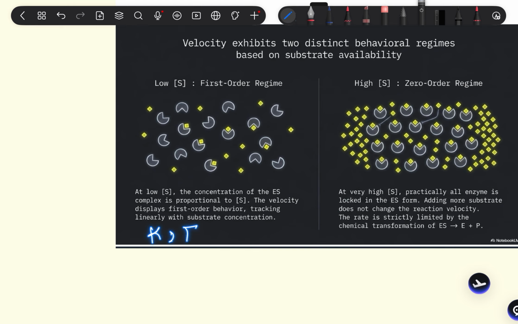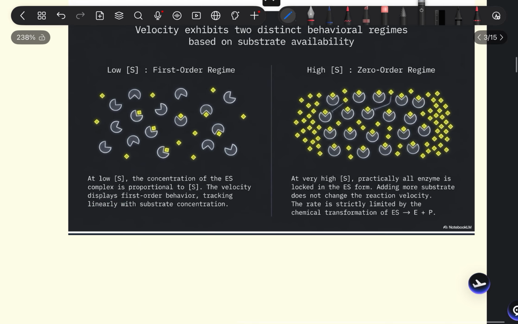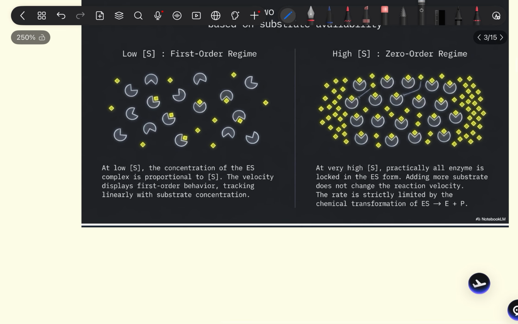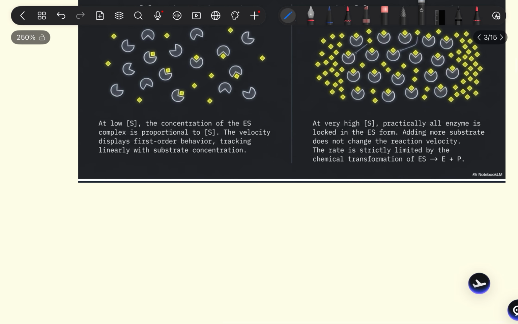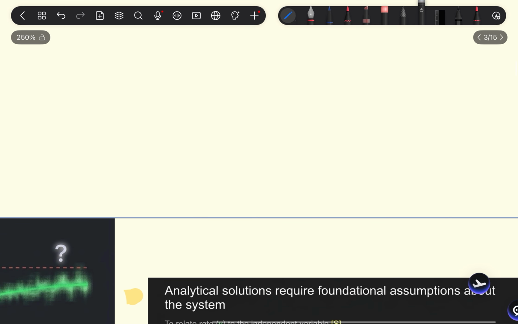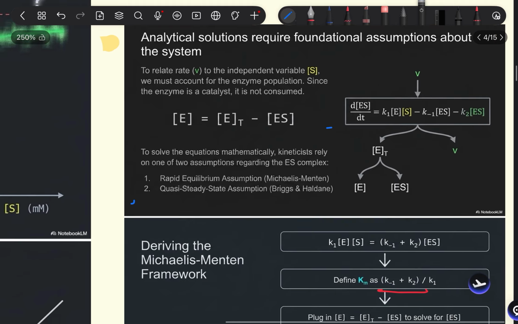That is K2 ES. Now K2, we will understand it. It's the catalytic step, which is the slowest step in the reaction. Therefore, it will determine the rate. Here the substrate concentrations are very high, so practically all the enzyme is locked in the ES complex. So adding more substrate will not change the reaction velocity. This is strictly limited by the chemical transformation, so it will depend upon ES rather than S. I hope that is clear.